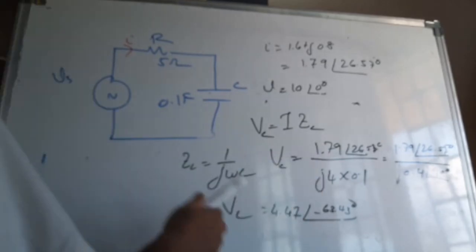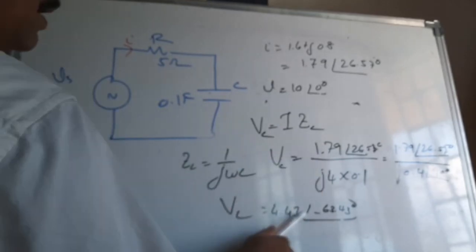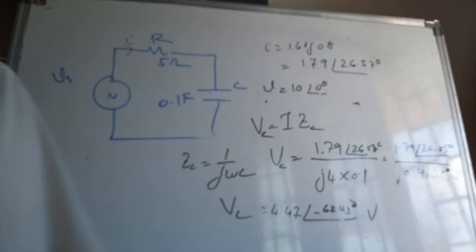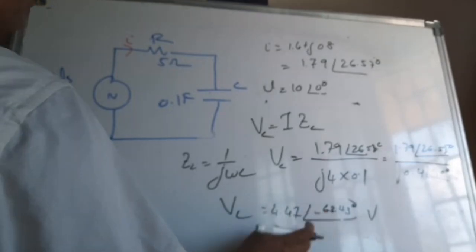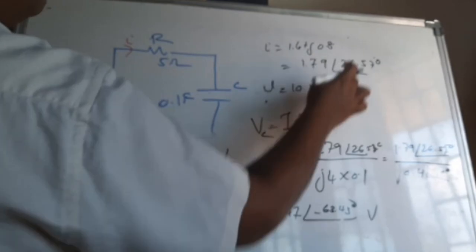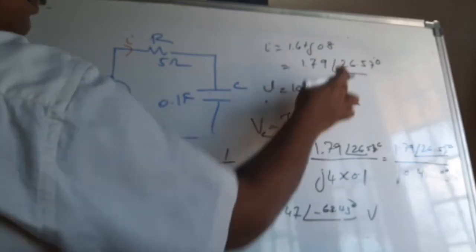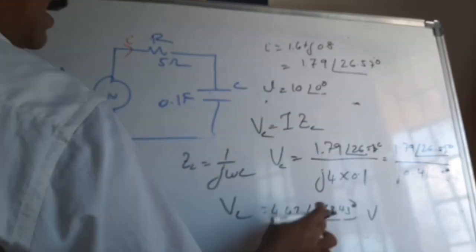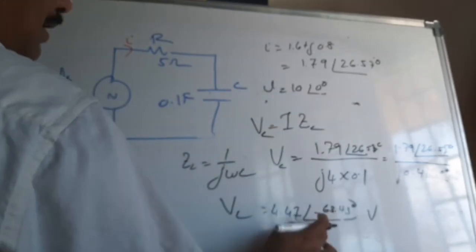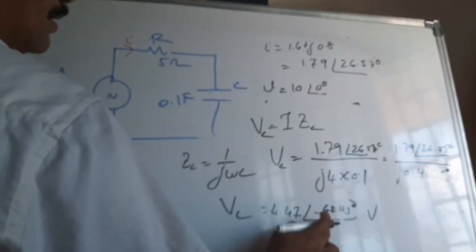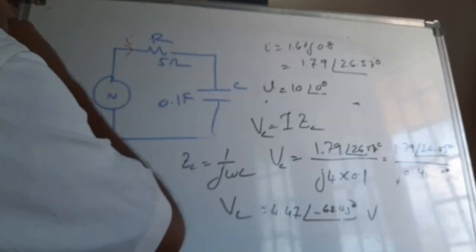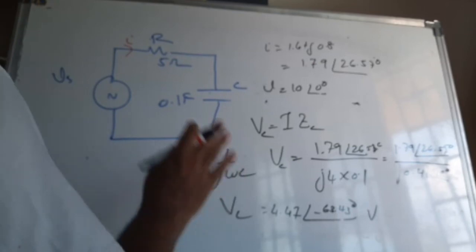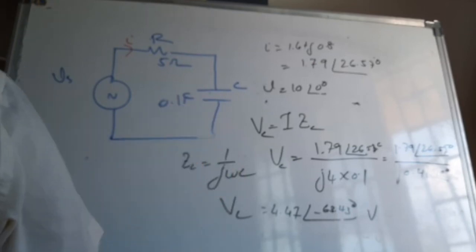So what about the voltage across the capacitor? 4.47 angle -63.43. Okay. So what about the current? What is the phase difference between voltage and current? You'll see 26.57 positive minus this, the total angular difference. So, in a pure capacitor, the phase angle between voltage and current is always 90.